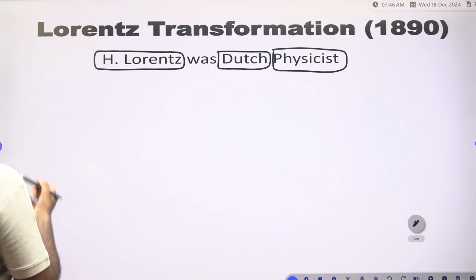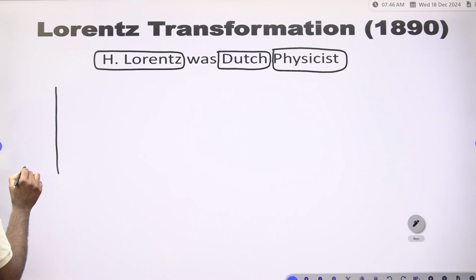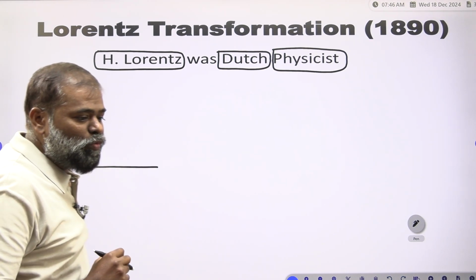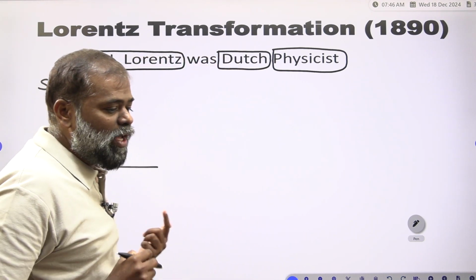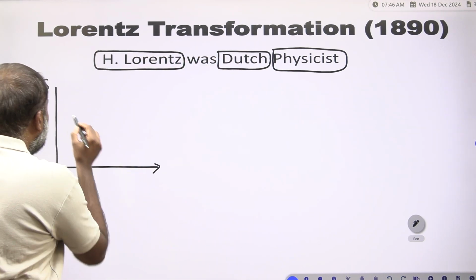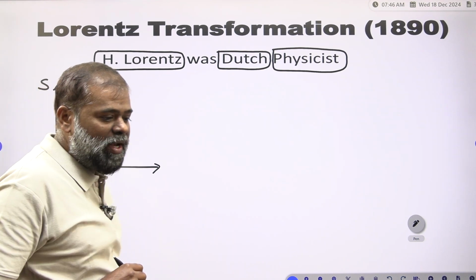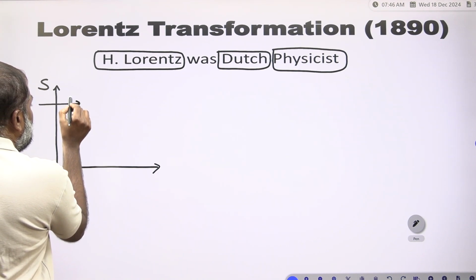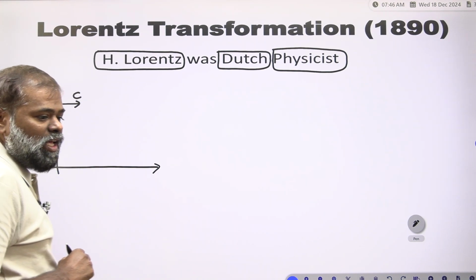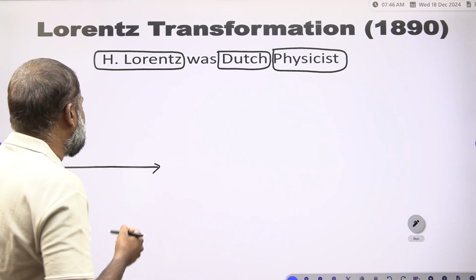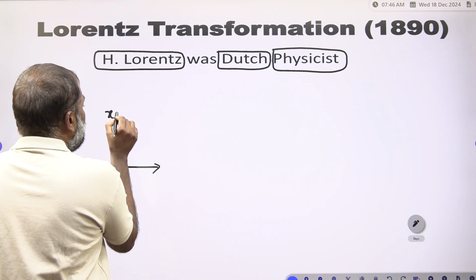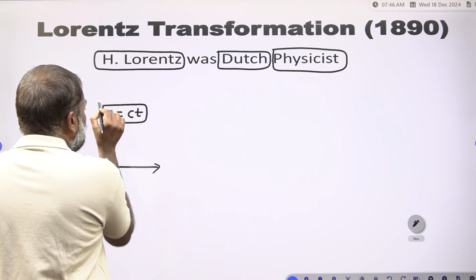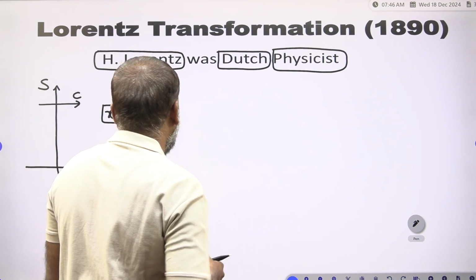For this, you have to take two frames. One frame is the S frame. This S frame is moving with velocity c. So, therefore, position is equal to c into t, we have to write, that position is equal to ct along the x direction.